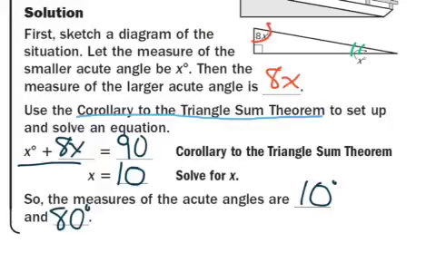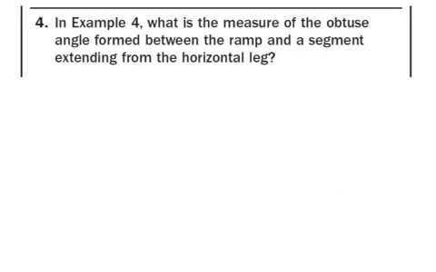Okay, so last checkpoint here. What would be the obtuse angle formed between the ramp and the segment extending from the horizontal leg? So you should be able to do this one pretty easily in your head. It's mostly just to see if you understand the vocabulary. So give you a second to answer that.